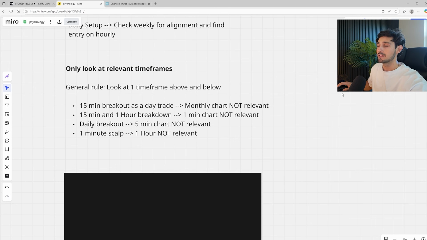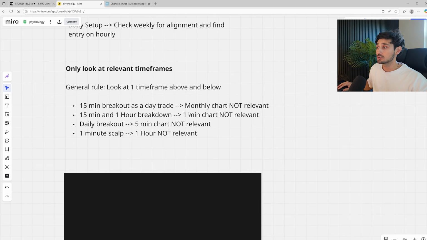And like I just mentioned, the general rule is to look at one time frame above and one time frame below. So let's say you have a 15-minute breakout as a day trade, and you know you're going to close out that trade by the end of the day. Well, looking at the monthly chart isn't really going to be useful. In fact, the monthly time frame is completely irrelevant if you're day trading, because the monthly chart is such a high time frame that it's not really going to influence day trading. So looking at it for a day trade is only going to waste time and energy. So don't worry about the monthly at all.